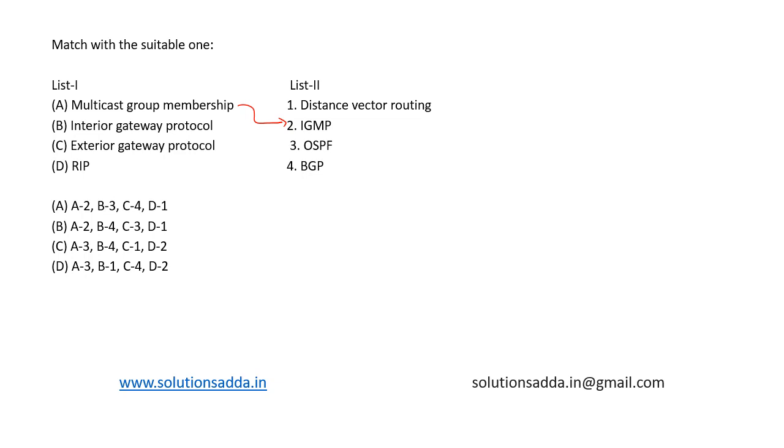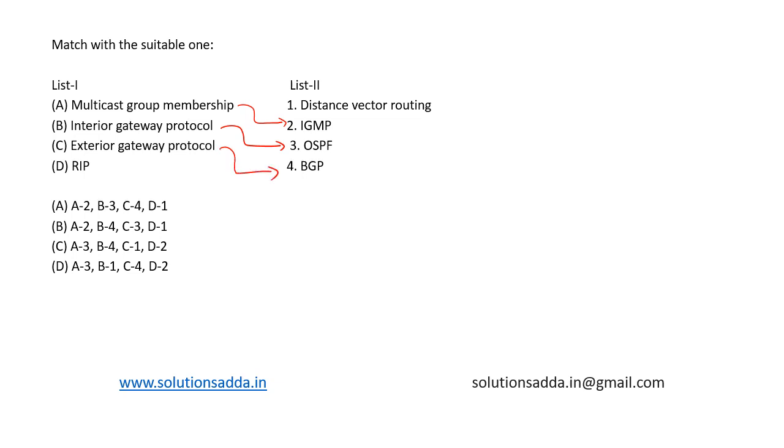Now B, Interior Gateway Protocol. It is a part of Open Shortest Path First, that is OSPF. So B matches with 3. OSPF is a routing protocol for IP-based networks. It uses a link state routing algorithm and falls into the group of Interior Gateway Protocols operating within a single autonomous system. And C is Exterior Gateway Protocol. It is a part of Border Gateway Protocol, that is C maps to 4.